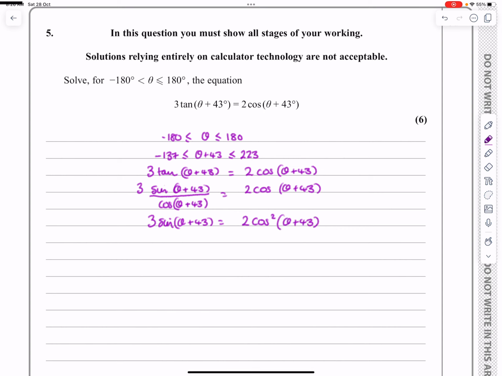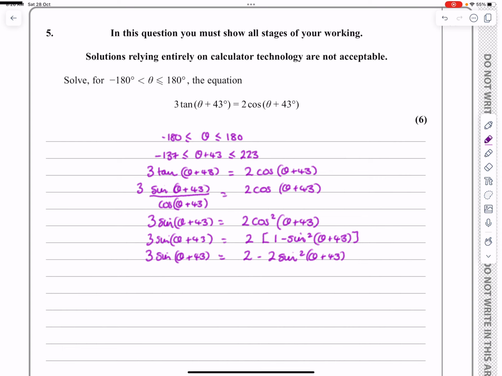And then if I've got cos squared, I know that cos squared plus sine squared equals 1. So in other words, cos squared is 1 minus sine squared. And if I get it in terms of sine squareds, I'm going to say now 3 sin(theta + 43) is equal to 2 lots of 1 minus sine squared (theta + 43). Let's just multiply all that out and tidy it up. So I get 3 sin(theta + 43). It's a pain writing that down all the time. Is equal to 2 minus 2 sine squared (theta + 43).